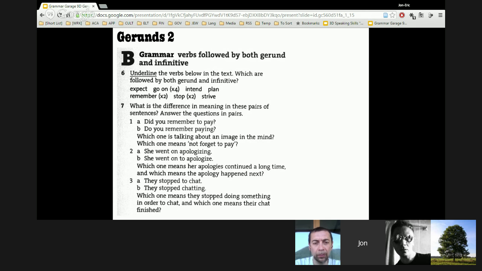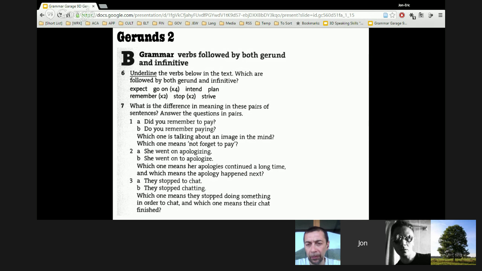Do you see the problem there? If you say my sister remembers calling me every day, you've got to talk about the past. As long as you're talking about the past, it's okay. But if you're talking about the present, you've got a problem because those actions didn't happen yet. Therefore, you have to use the infinitive. Okay? Let's take a look at David's answers.